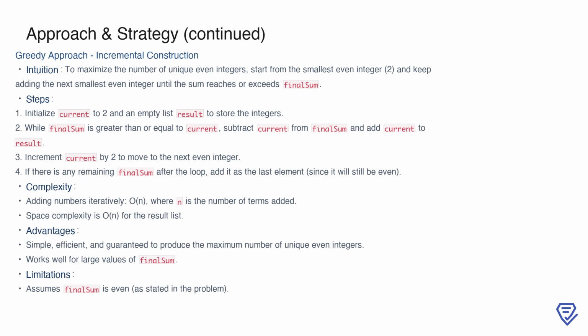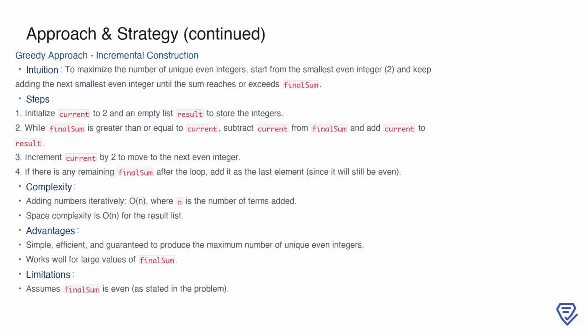The process begins by initializing a variable current to 2 and an empty list result to store the integers. While final sum is still greater than or equal to current, we subtract current from final sum and add it to result. Then, we increment current by 2 to move to the next smallest even number.